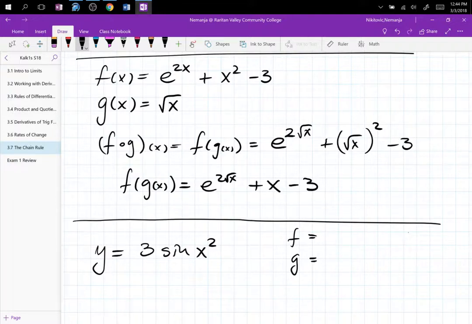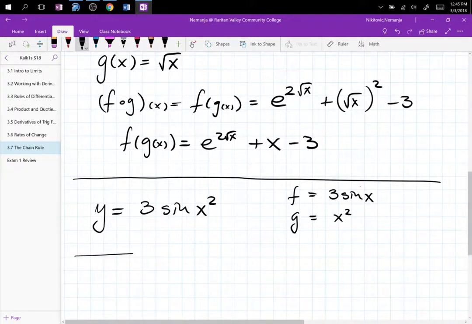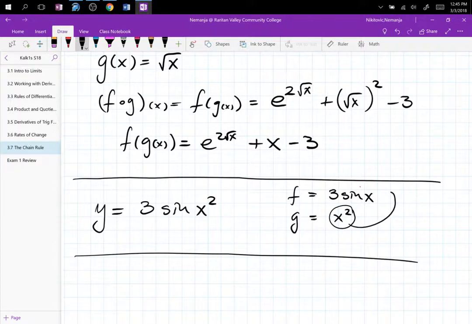Anyone? A little bit more. f is 3 sine x. And what is g? x squared. So now, if you replace x of f with g, you will get our answer over there. You can check. So this plugs in here and you get the function.